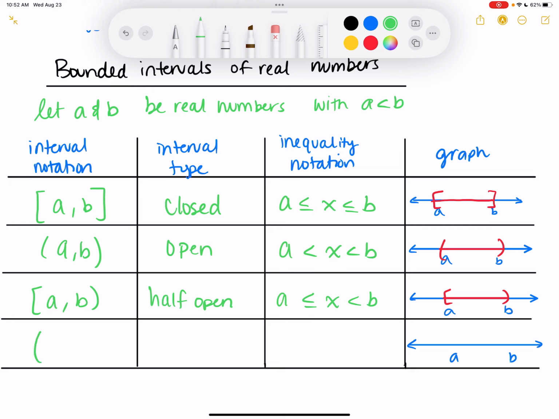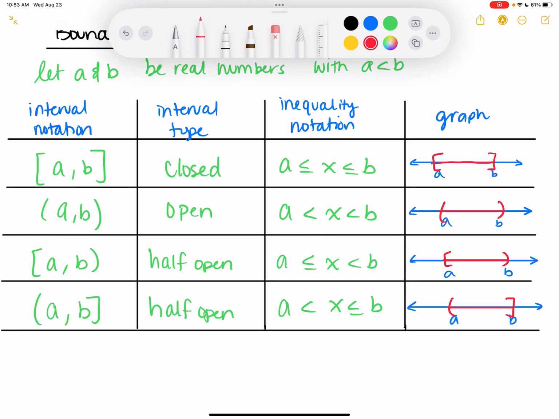Then we've got the open interval at A to the closed interval at B. That is also considered half open. And that's going to be A less than X less than or equal to B. We've got a parentheses at A and a bracket at B. And so A and B are the endpoints of the interval.